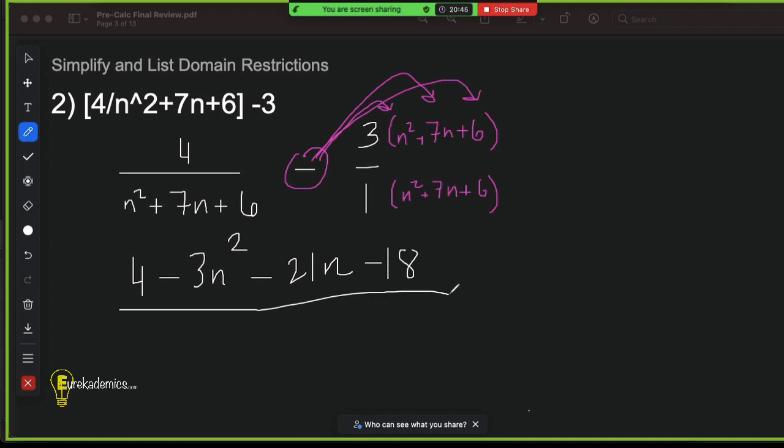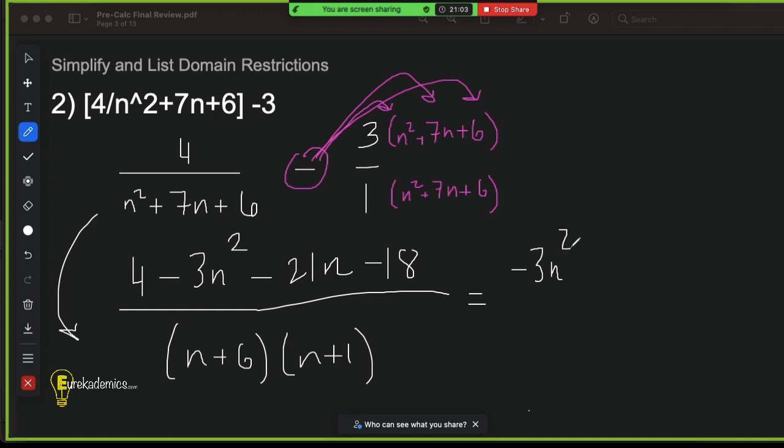All over, and if you really wanted to, you can go ahead and factor this guy down now. Now let's factor this. N plus 6 and n plus 1. And we only have one more step to do, which is combine like terms, and we're pretty much at the answer. Okay, so the 3n squared stays, minus 21n stays, negative 18 plus 4 will be negative 14.